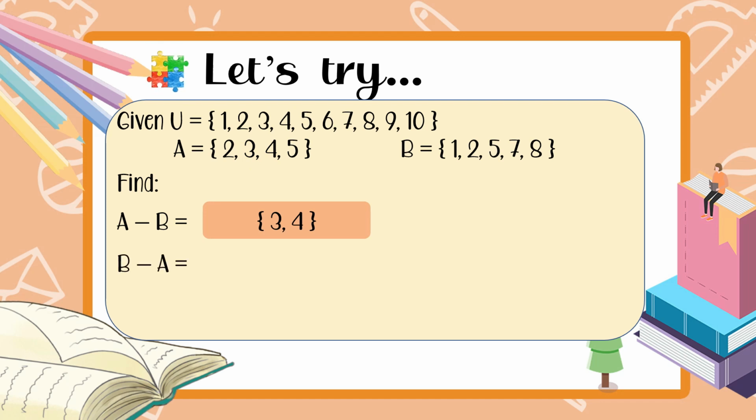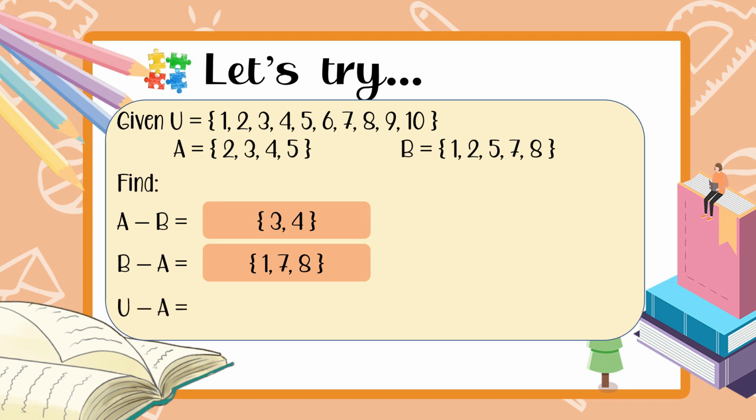How about B minus A? So, we're going to find the elements na kay B, pero wala kay A. So, ano ba yung meron kay B na wala kay A? So, we have 1, we have 7, and we also have 8. Therefore, B minus A is 1, 7, and 8.